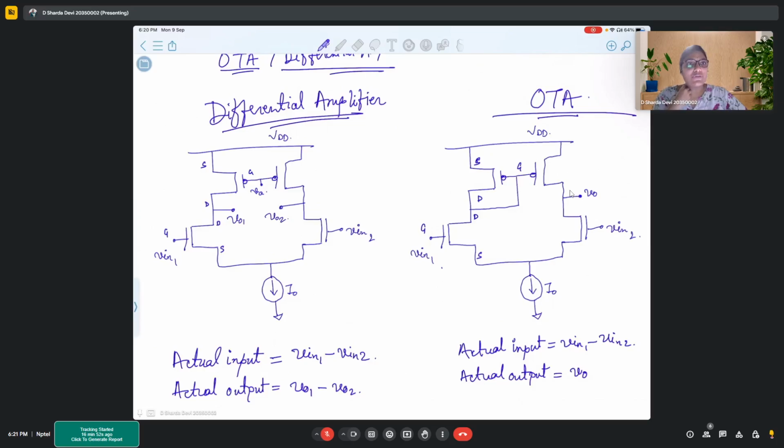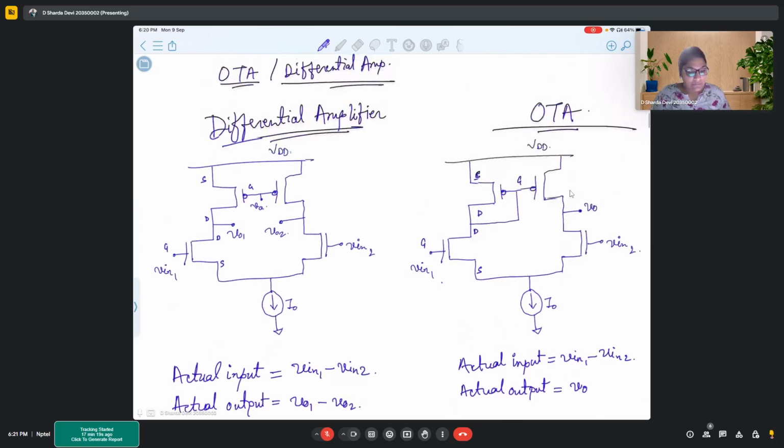So if you have a differential output or double-ended output circuit, basically in double-ended output systems, you can get output in the form of potential difference. But if you want to use currents, you will go for an OTA. So that is how we basically differentiate the uses of an OTA or an amplifier. Okay.